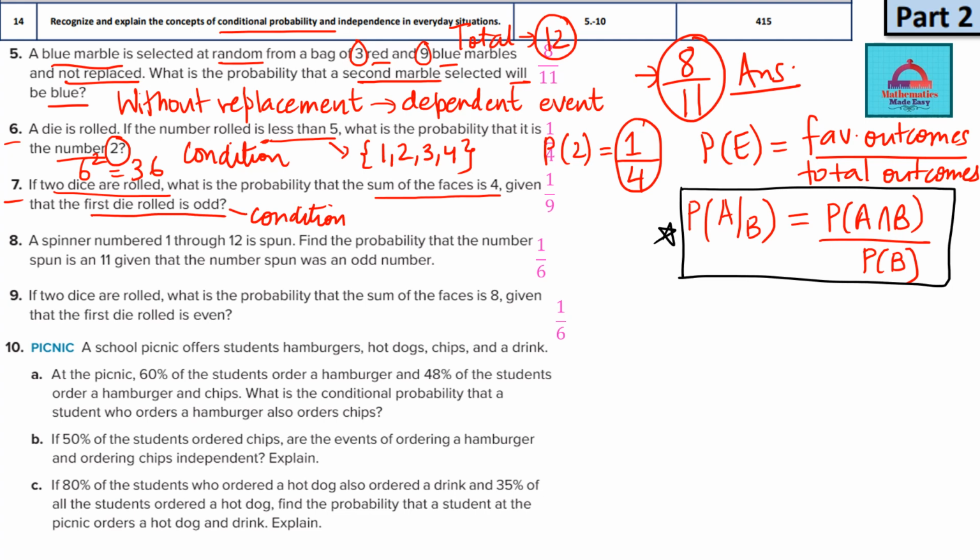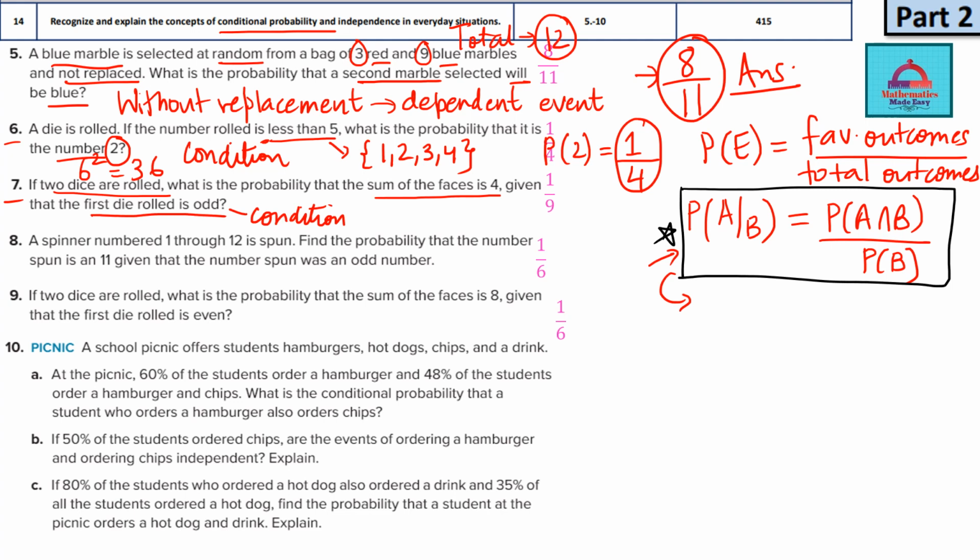Let's calculate using the formula of conditional probability. Here we are going to use this formula that I've already written. So let's apply this formula. What is the probability that the intersection is going to be there, and then we divide by this.